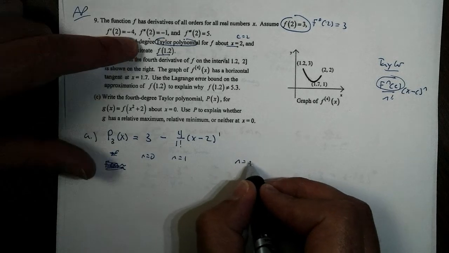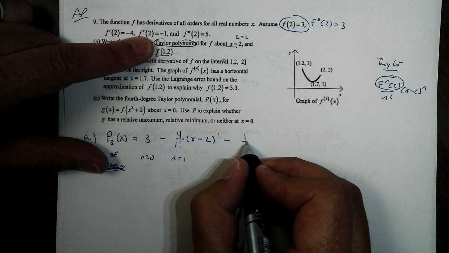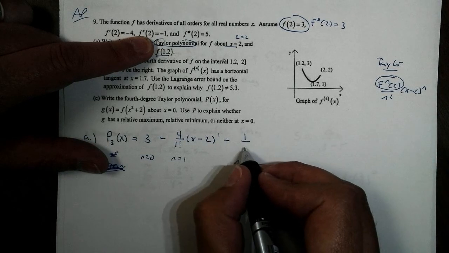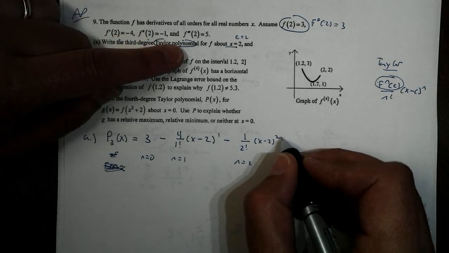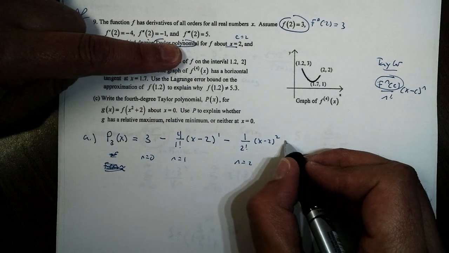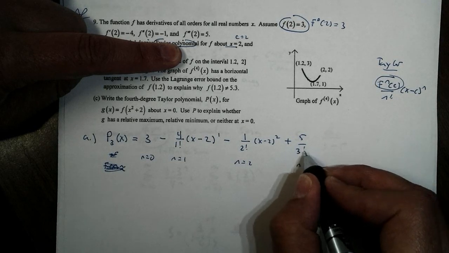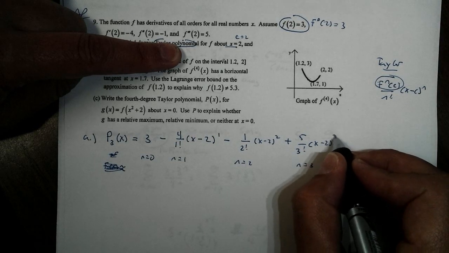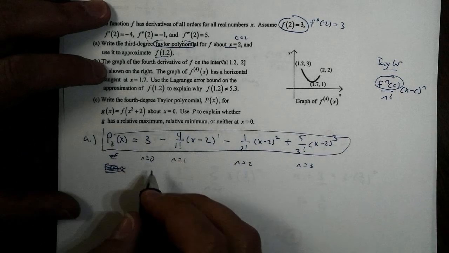Let n be 2, same thing, they're telling me it's negative 1, so it becomes minus 1 over n factorial, which is going to be 2 factorial, x minus 2 squared. And then the last one for 3, and that's plus 5, remember n is 3 here, over 3 factorial, x minus 2 cubed. And there is our third degree Taylor polynomial.